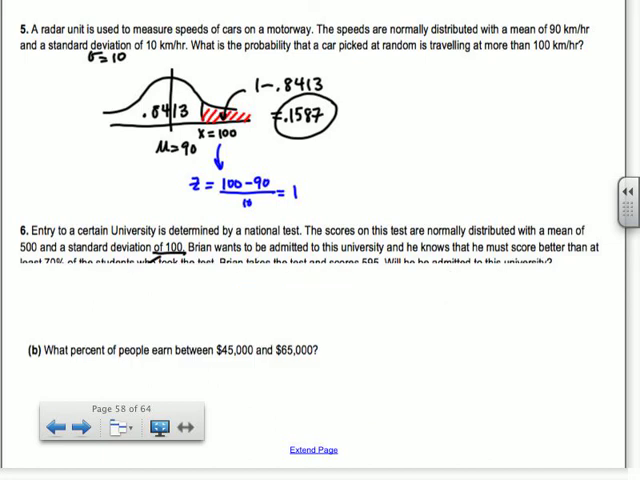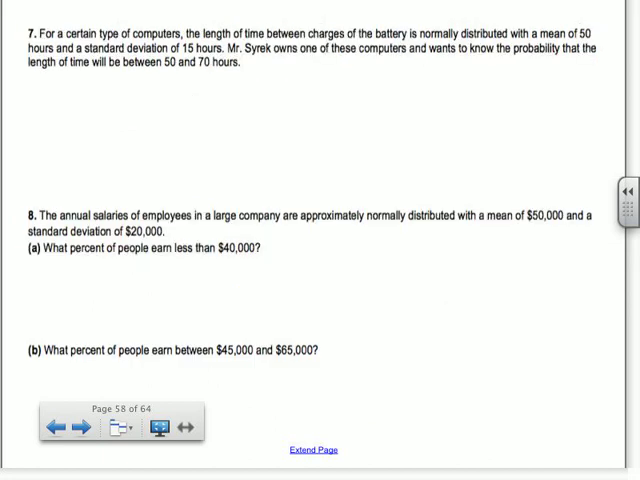All right, next up. I don't know what this story problem is about, but it doesn't make any sense whatsoever. So for a certain type of computers, the length of time between charges of the battery is normally distributed with a mean of 50 hours and a standard deviation of 15 hours. Okay, most computers don't last 50 hours. I don't know what I was thinking. So maybe I should say some kind of calculator or something. All right, so Mr. Sarek owns one of these computers and wants to know the probability that the length of time will be between 50 and 70 hours.